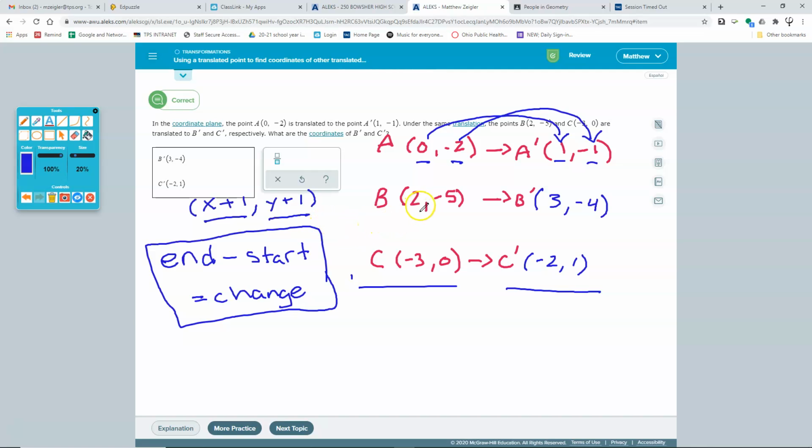And again, if something's more complicated, then you can always just remember that end minus start equals change, and you can figure out what the change was by taking your ending x and subtracting your beginning x. Or take your ending y and subtract your beginning y. And of course, you want to use a calculator for that. All right. Good luck.